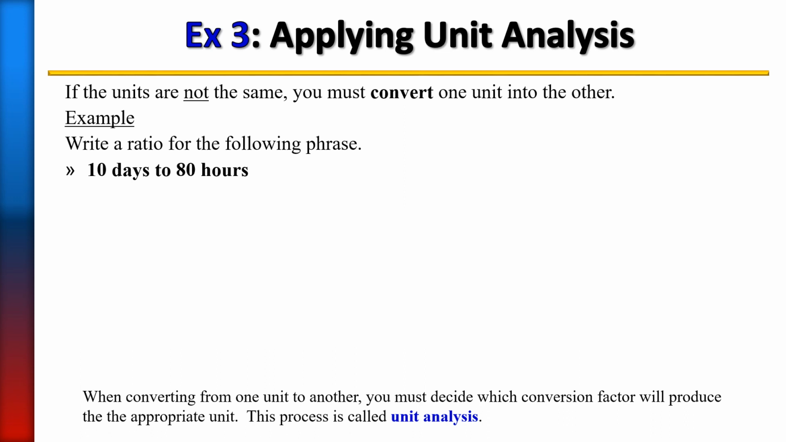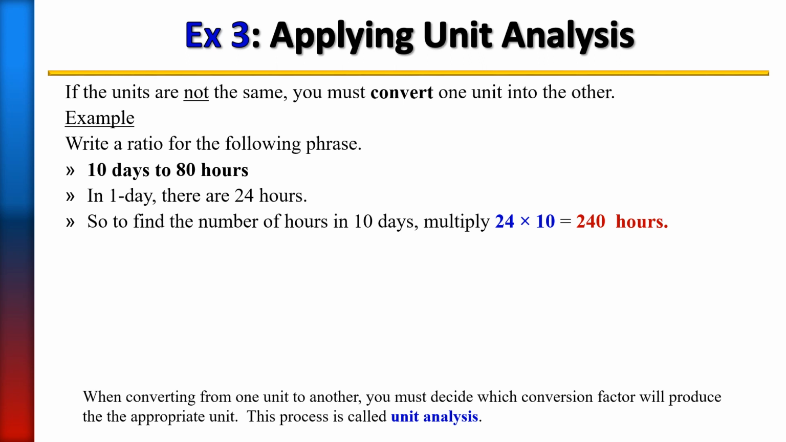So we think about how many hours there are in one day. Well, we know that there are 24 hours in one day. So all we have to do, if we have 10 days, is multiply that by 24, which is going to give us 240 hours.